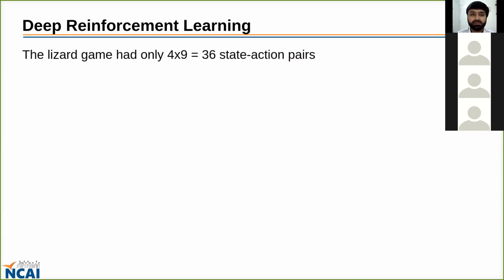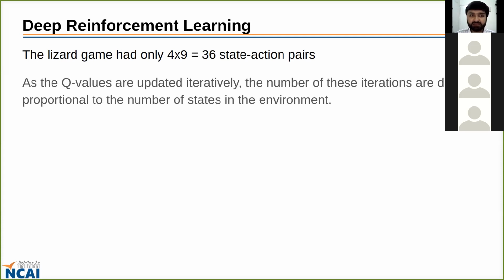The lizard game had only 4 times 9, 36 state action pairs, so 36 values to optimize. As the Q values are updated iteratively, the number of these iterations is directly proportional to the number of states and the number of actions in the environment. So as the number of states grows to a very large set or possibly a continuous value set, this Q table strategy will not work. If this value goes to a continuous or infinity or a very big sum, then this would be computationally intractable.